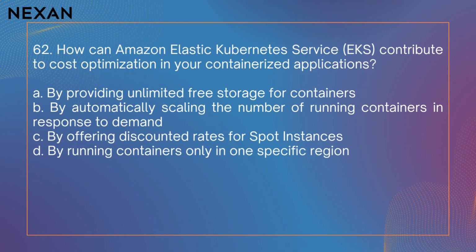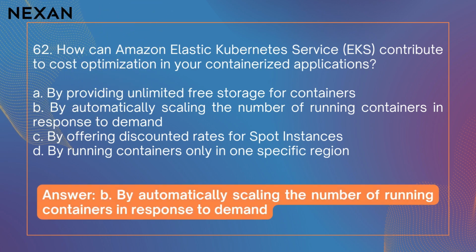62. How can Amazon Elastic Kubernetes Service contribute to cost optimization in your containerized applications? A. By providing unlimited free storage for containers. B. By automatically scaling the number of running containers in response to demand. C. By offering discounted rates for spot instances. D. By running containers only in one specific region. Answer: B. By automatically scaling the number of running containers in response to demand.